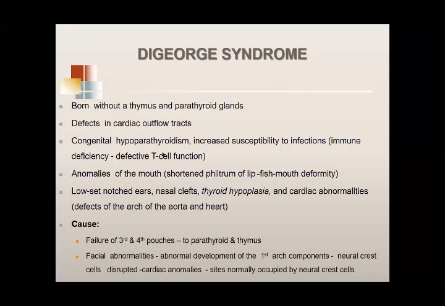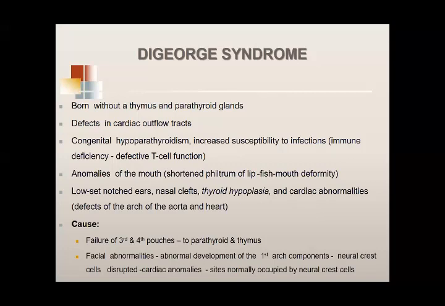Whatever the T lymphocytes, अगर वो कहीं से आ भी गए हैं, bone marrow में से अगर आ भी गए हैं, तो they are defective. So the cell function that will be defective. Basically, mostly तो T lymphocytes they fail to develop because the thymus is absent.